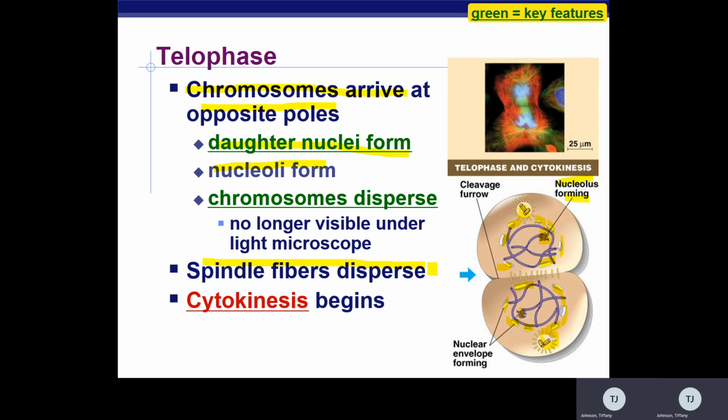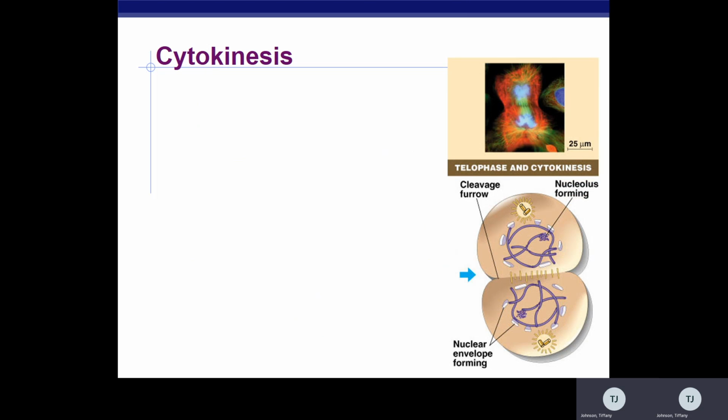Now we're going to start cytokinesis. So mitosis is done, prophase, metaphase, anaphase, telophase are done. Now it's time to do cytokinesis. Quick definition of cytokinesis, and it's not on the screen, so you need to write it down.